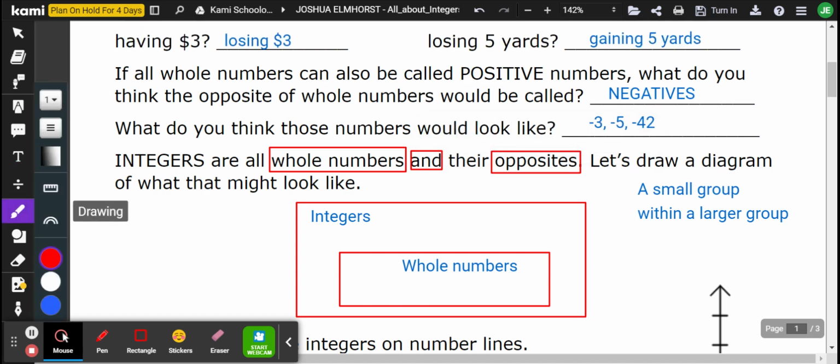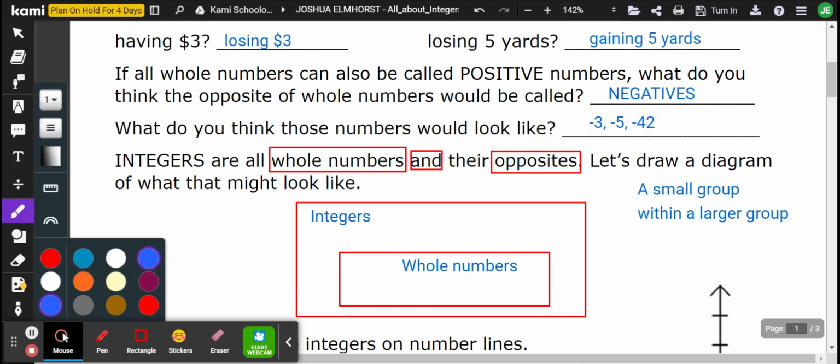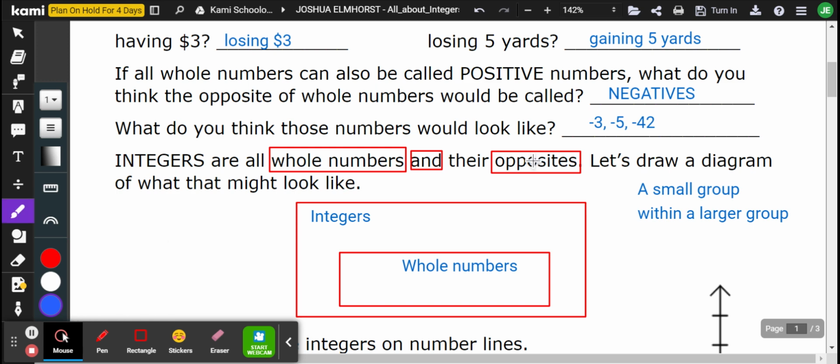So let's try the drawing stylus here. Okay, so integers would be any negative numbers, and we've come up with a couple of them here. We have negative 3, negative 5, and also within the integer group, we're going to put the whole numbers, which we had positive 3, positive 5. And 0 would also go in here, which is non-negative.